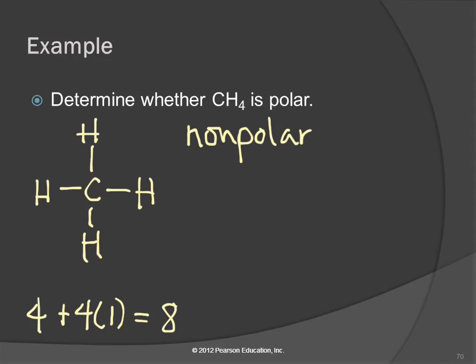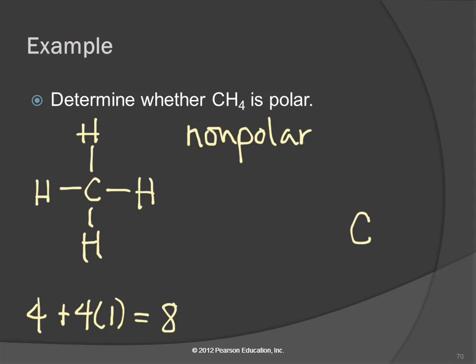The other way to look at it is, what geometry does this molecule have? It has tetrahedral geometry because there's 4 electron pairs around the central atom. So then we have opposing forces. All the atoms are the same. We've got vectors going in opposite directions, and they're going to add up to 0, and it's nonpolar.